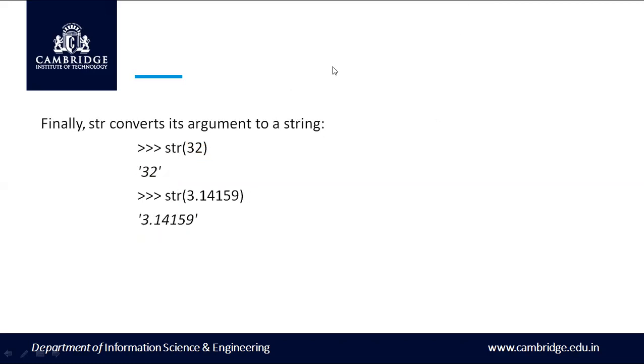And the next example is the conversion to string, using the function str. We are converting the number 32 to a string representation, and also a floating point conversion to a string representation.